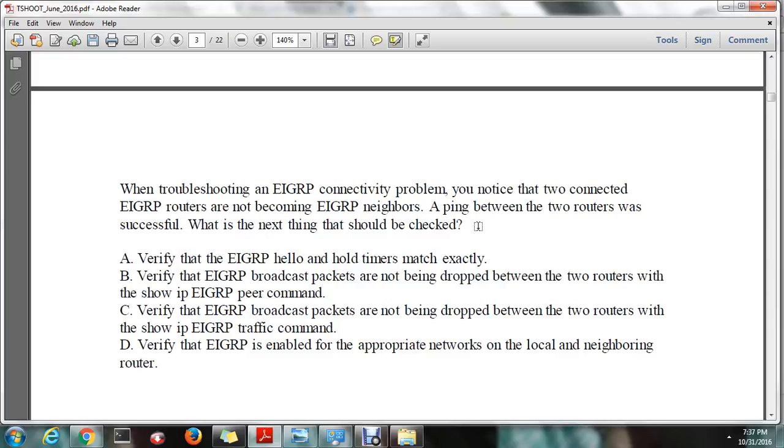What the traffic is, how congested the traffic is, how much bandwidth was utilized. So this show IP EIGRP traffic command will be helpful, but after the ping, for checking the EIGRP neighborship, this command is not going to be used anyway.